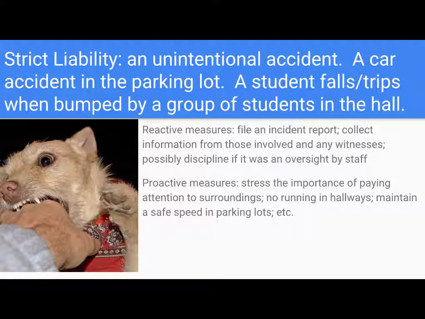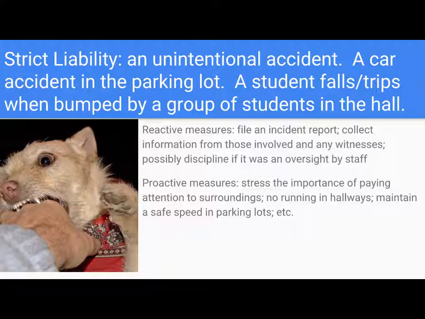Strict liability, an unintentional accident, a car accident in the parking lot, or maybe a student falls and trips when bumped by a group of students in the hall. They have very kind of like clustered halls, and so something like that could easily happen where somebody gets injured just by a complete accident.